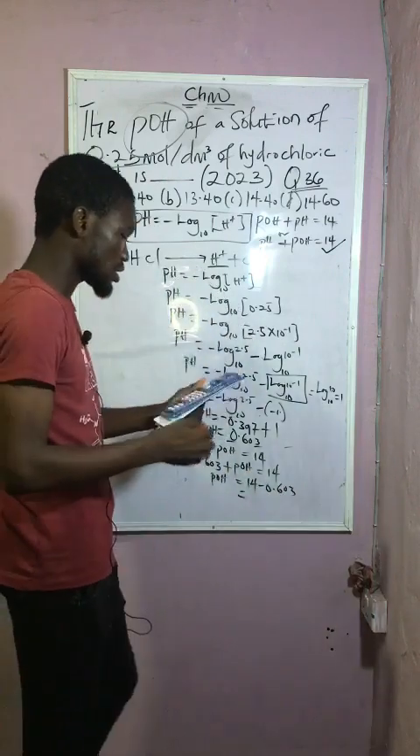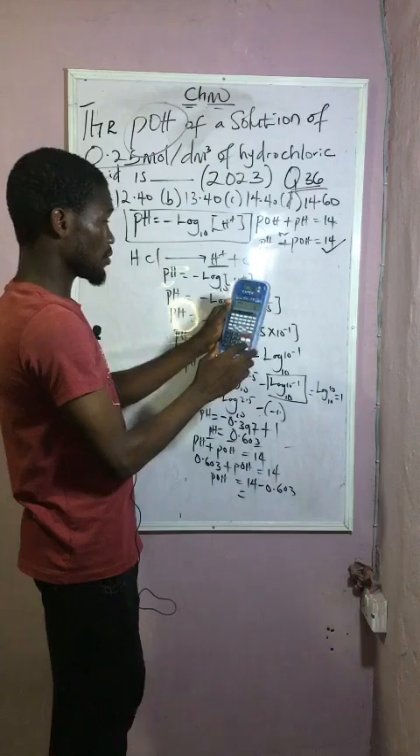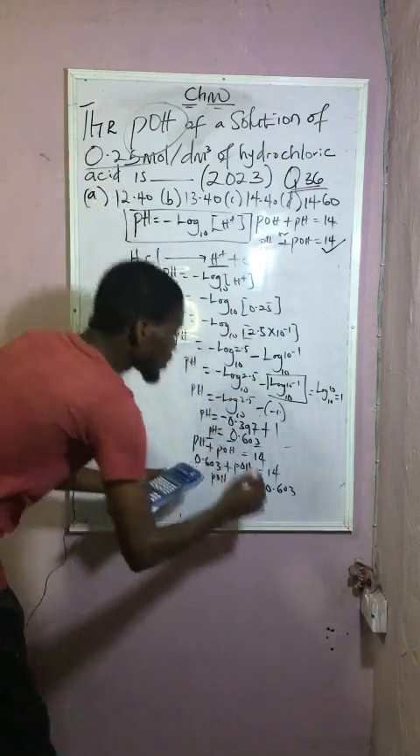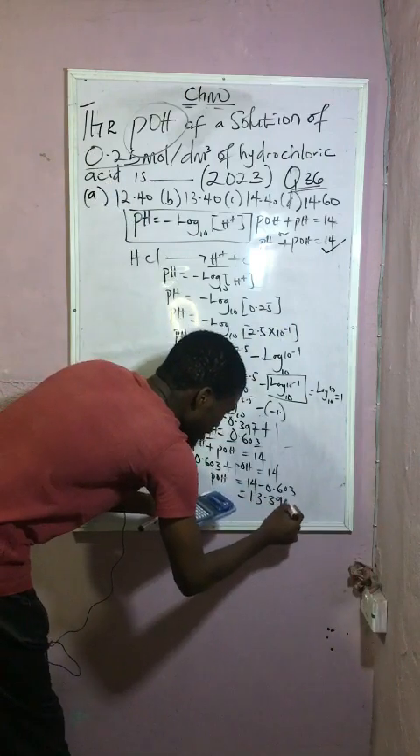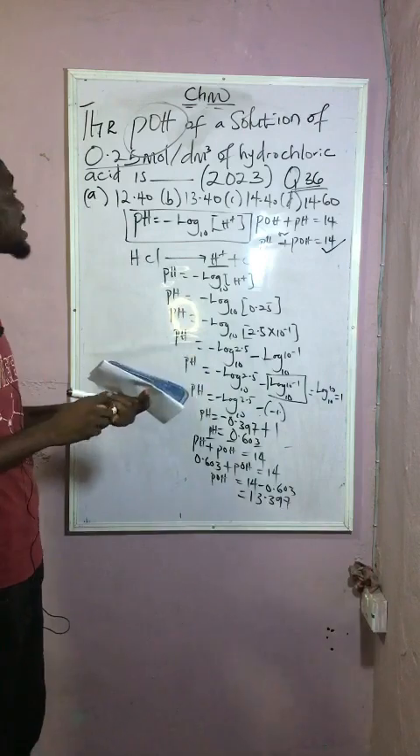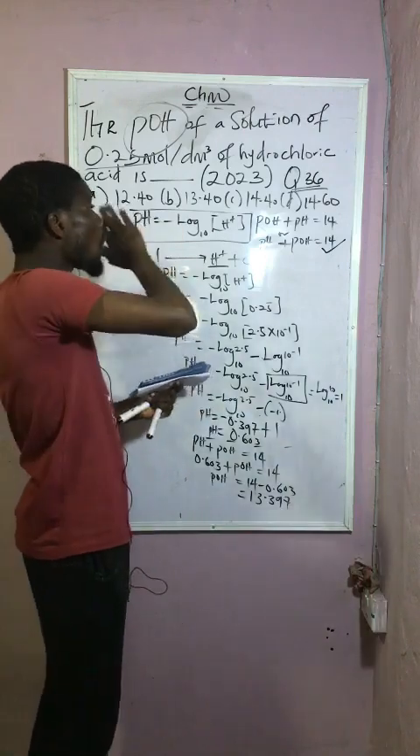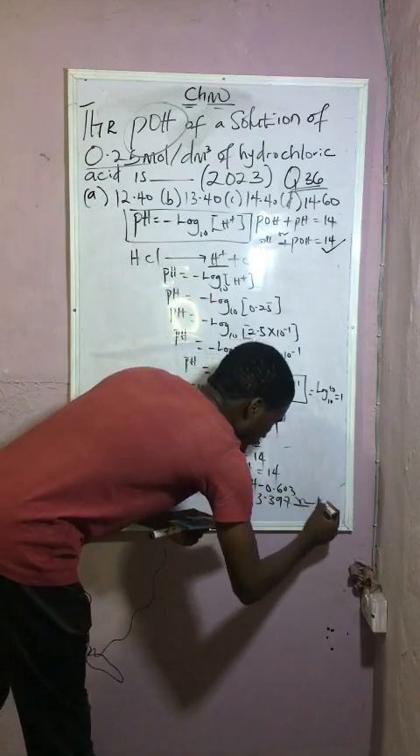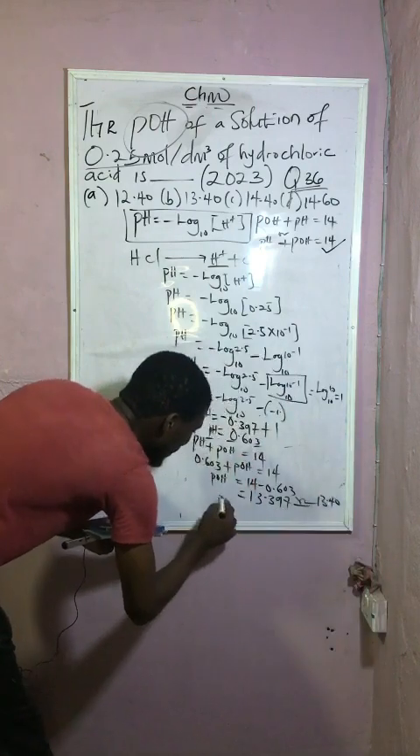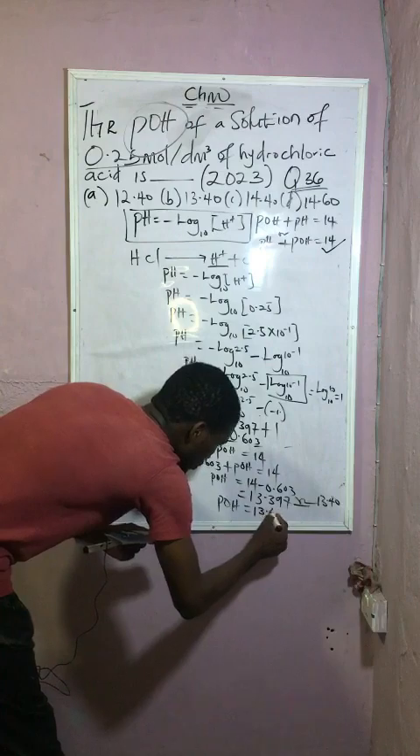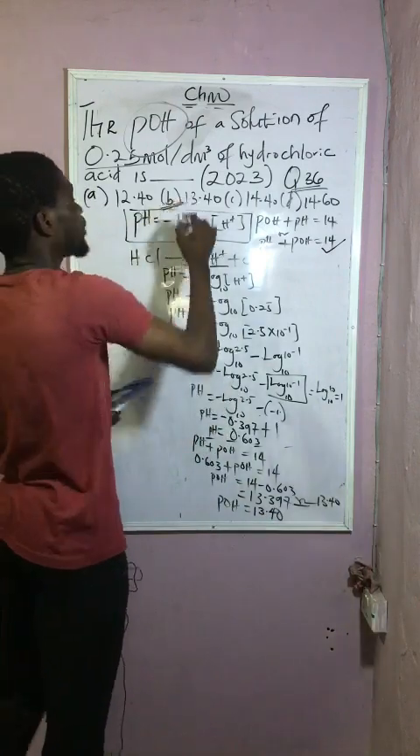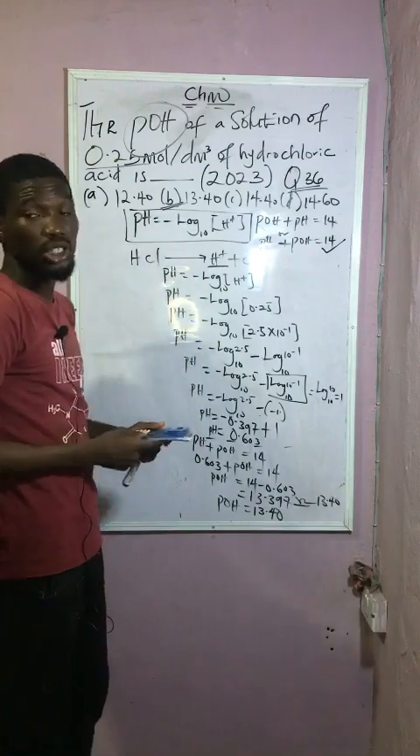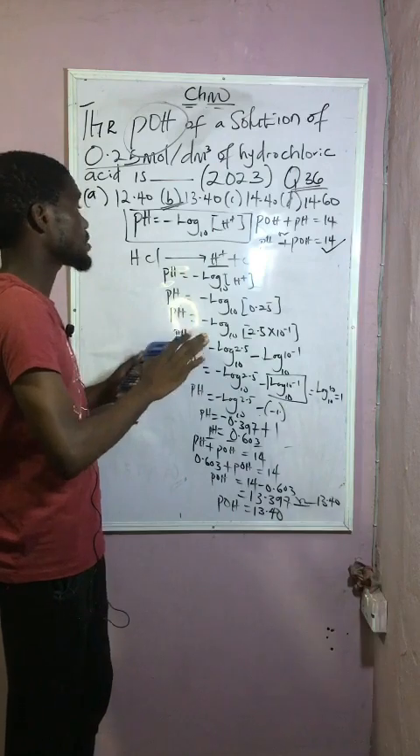So now let's take a look at that. 14 minus 0.603, class, we have 13.397. If you approximate this, there is nothing like 13.397 among the options there, so you have to approximate this. When you approximate, you have 13.40. So our pOH is given as 13.40, which is option B. Are you with me, class? So this is how you solve questions based on the steps under pH.